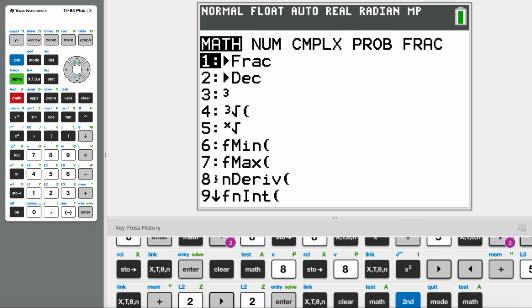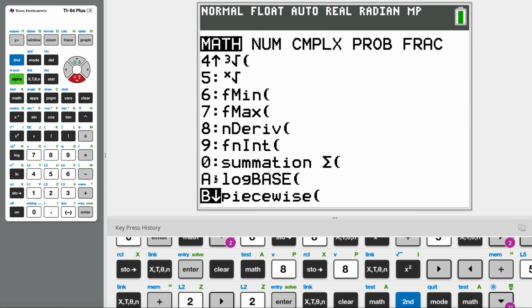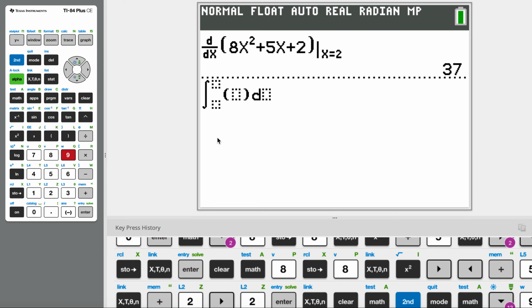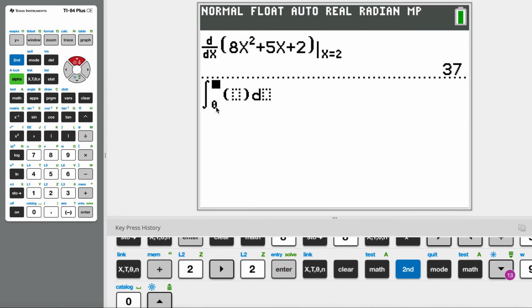So for integration, now it's nDeriv, isn't it? There's also integration, I think it should be number 9. Yeah, here's integration. This is a definite integration, which means the integration doesn't have plus C. So when you are integrating using the TI-84, you always have numbers, whether you are doing integration by parts or pure definite integration. For instance, here today I'll use 5 and 0.